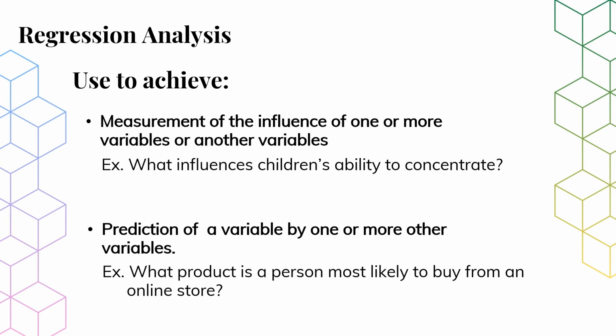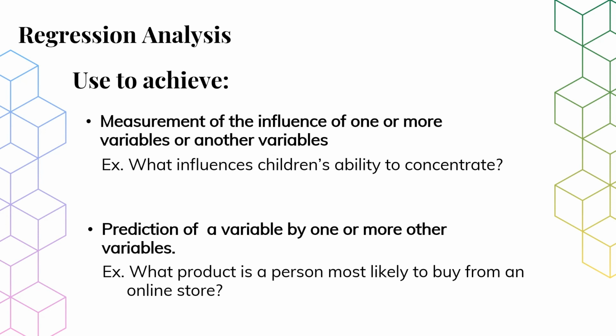So regression analysis is used to achieve the following goals. First one is measurement of the influence of one or more variables on another variable. So say for example, what influences children's ability to concentrate? You might be interested in what has an influence on students' ability to concentrate, and so you're going to prove that there are parameters that positively or negatively influence children's ability to concentrate, but in this case, you do not focus, or your interest is not in predicting children's ability to concentrate.